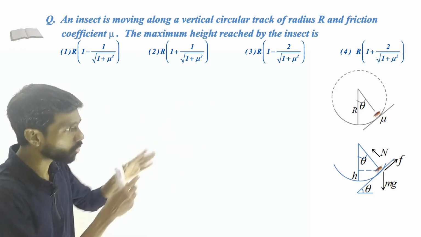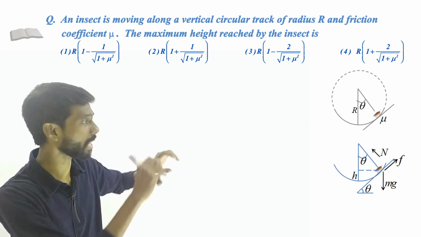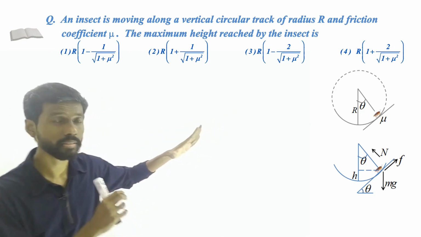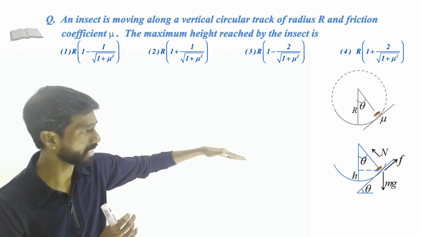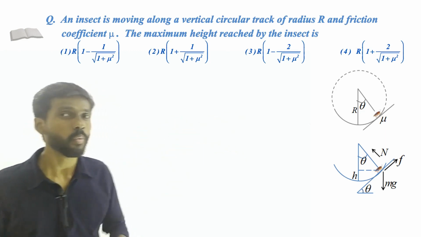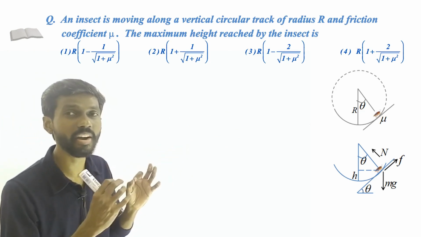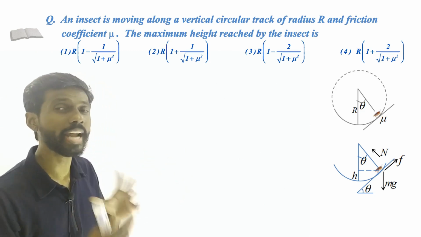That means you draw a tangent at the point where it reaches the maximum height. At that point the tangent makes an angle theta, the same angle theta with the horizontal. What is this theta? When it reaches the maximum height, that angle theta is the angle of repose, which means tan theta equals mu.